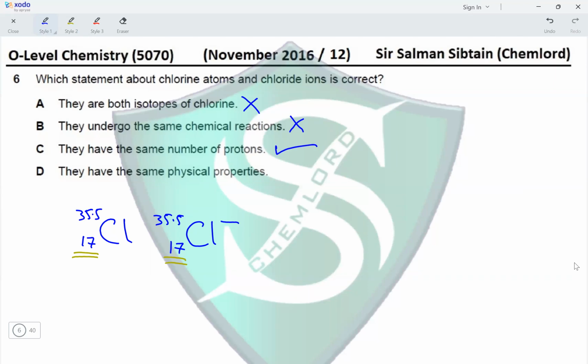And they have the same physical properties? No, they do not have the same physical properties. Chloride ions are found in solids or aqueous solutions in an ionic lattice. Chlorine is a covalent compound which is either found dissolved in the aqueous state or as a gas. So they do not have the same physical properties. Therefore, the correct option for this question is option C.